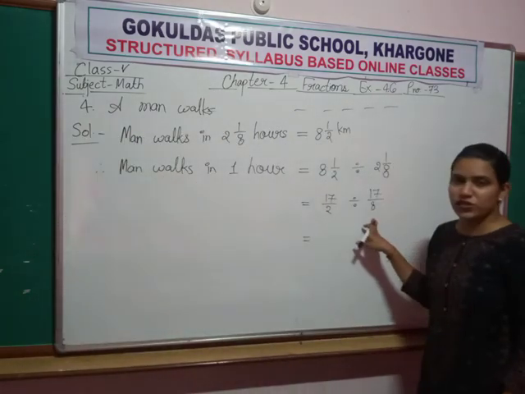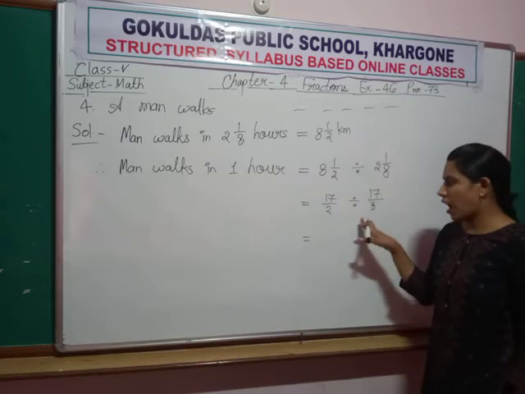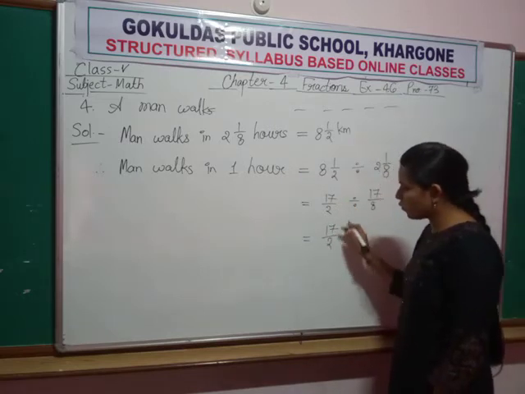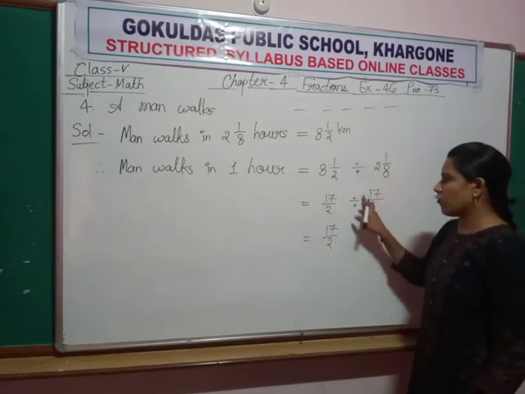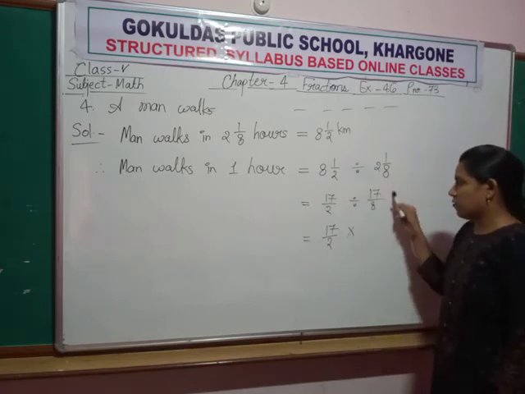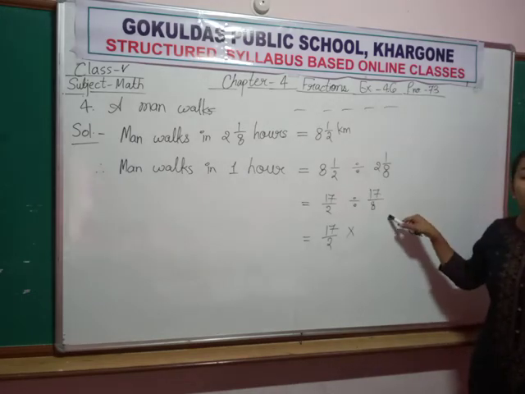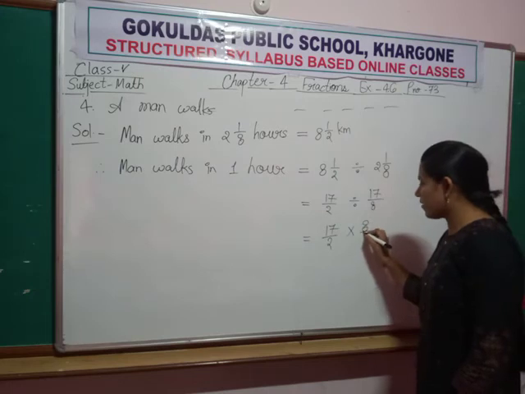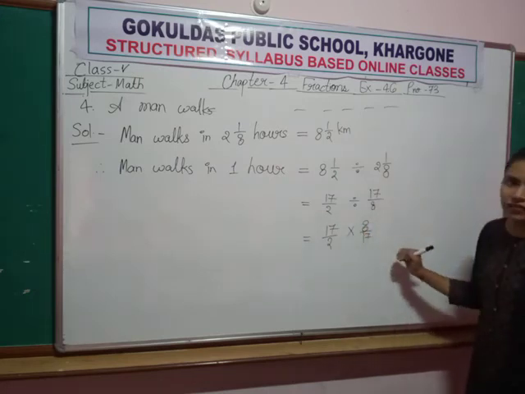Now we have two fractions to divide. How to divide? Write the dividend as it is, so 17/2 we will write as it is. Now we will replace the division symbol with multiply, and for the divisor we will write its multiplicative inverse. So 8/17 will be its multiplicative inverse.